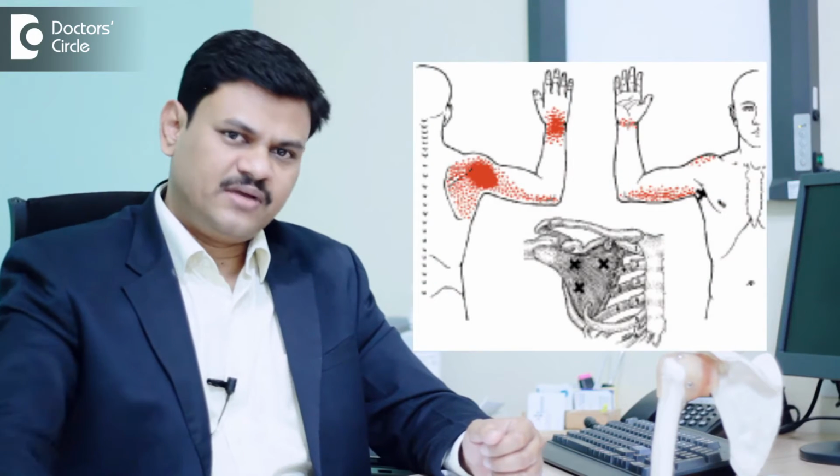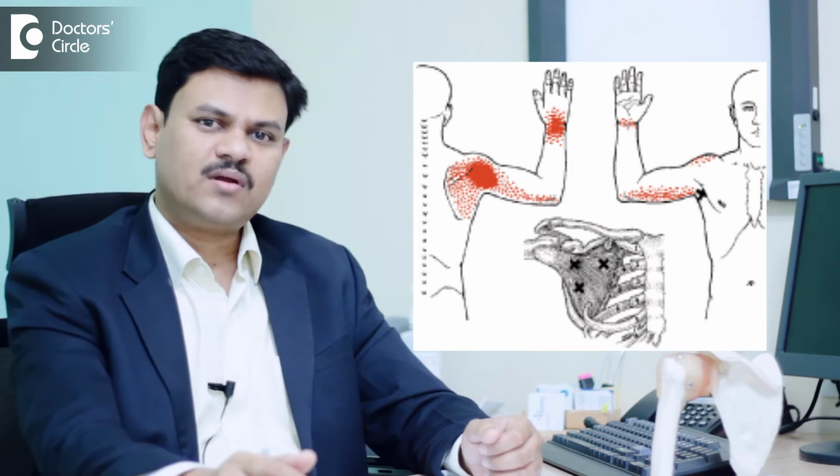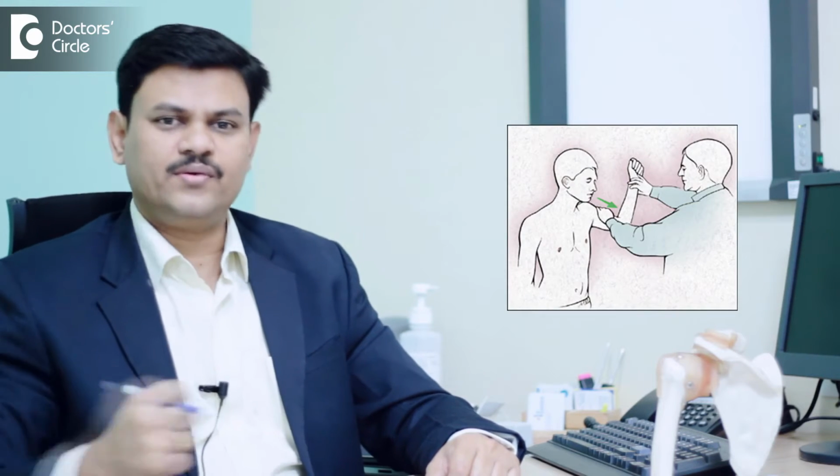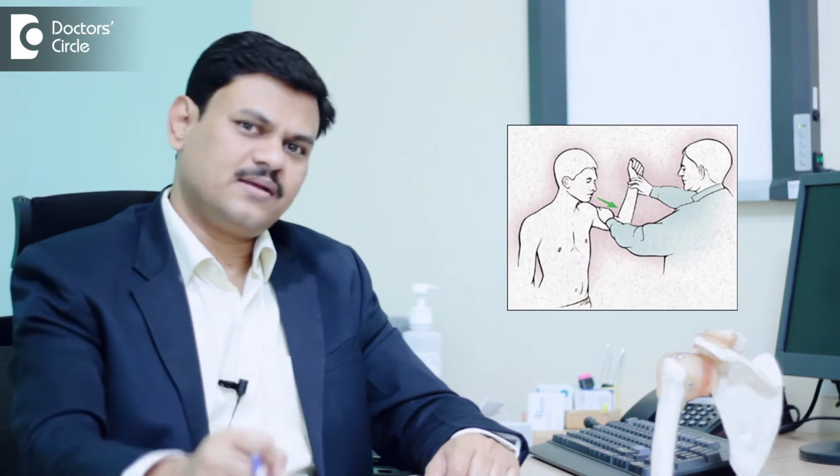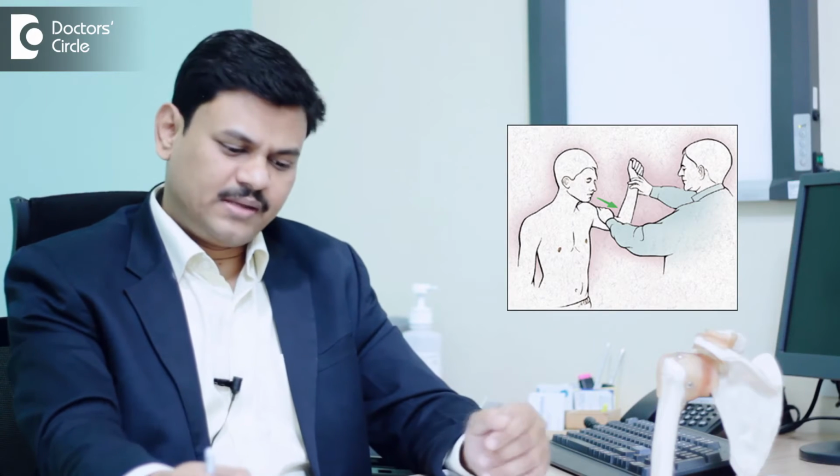So, when you examine a patient with smaller tears, you ask the patient to lift the hand and you give resistance, the patient will not be able to sustain that resistance. That is called weakness of the supraspinatus muscle. And when the patients are asked to push the hand by the side, there will be weakness and pain. So this is the sign of a rotator cuff tear.